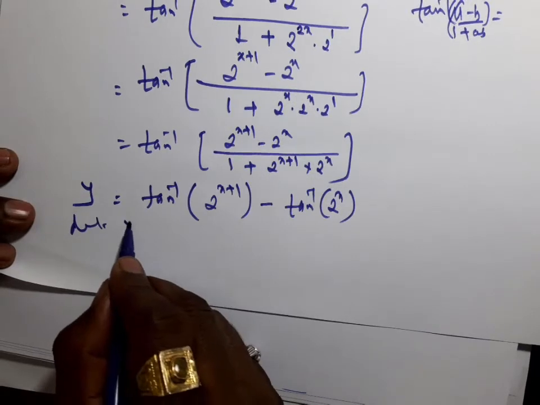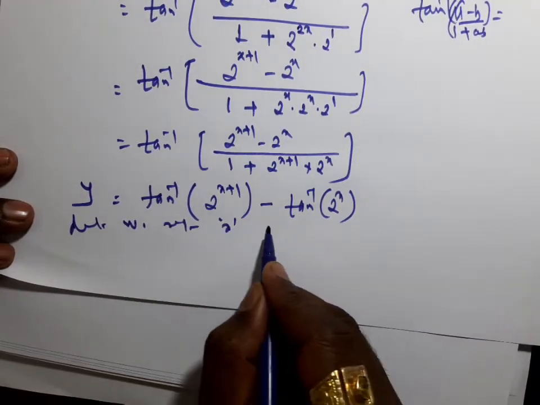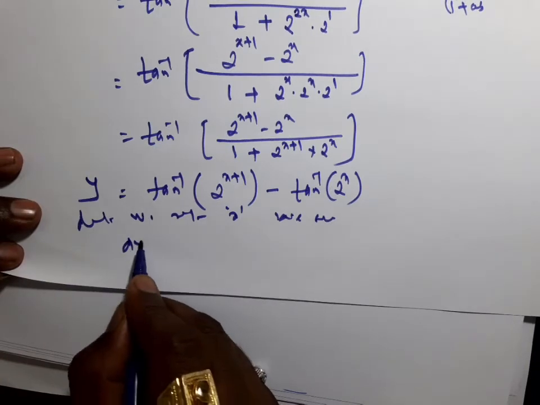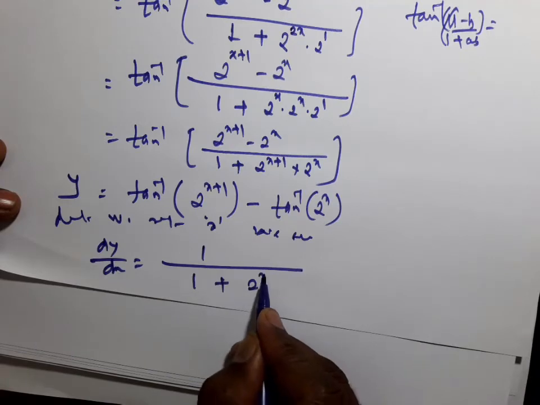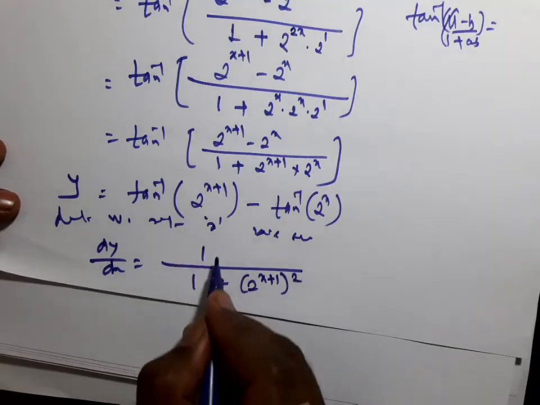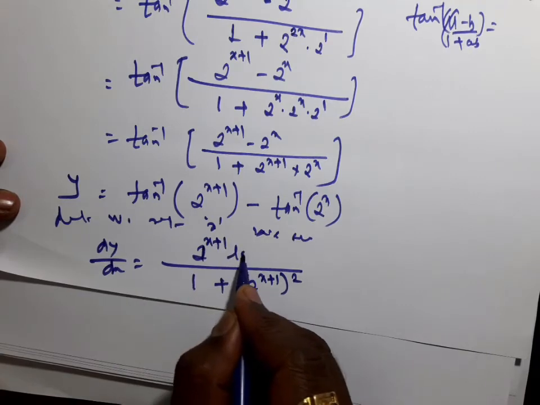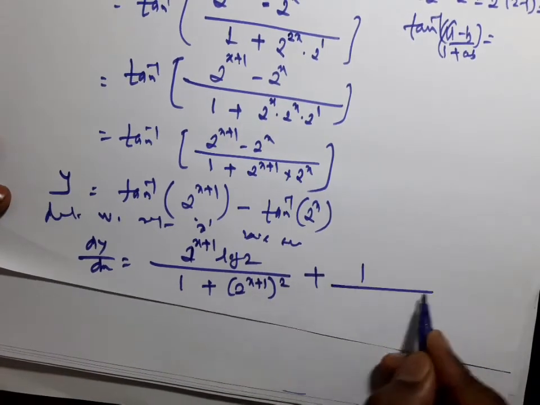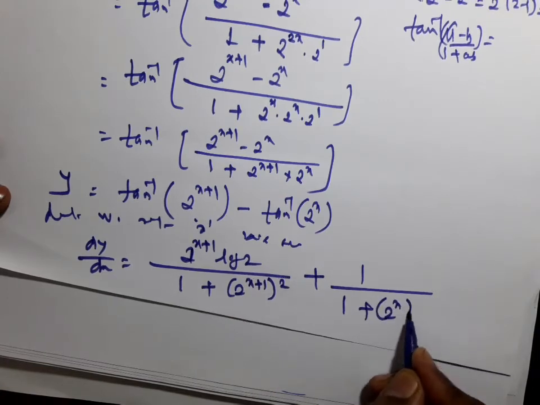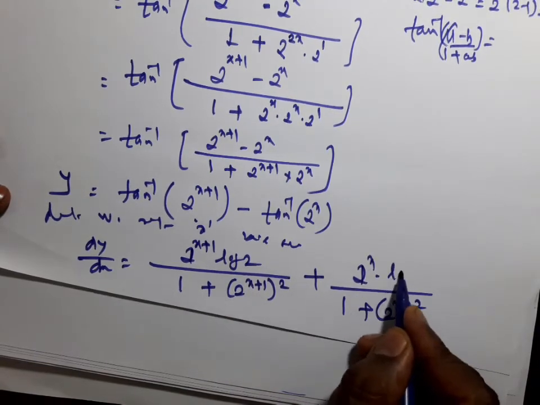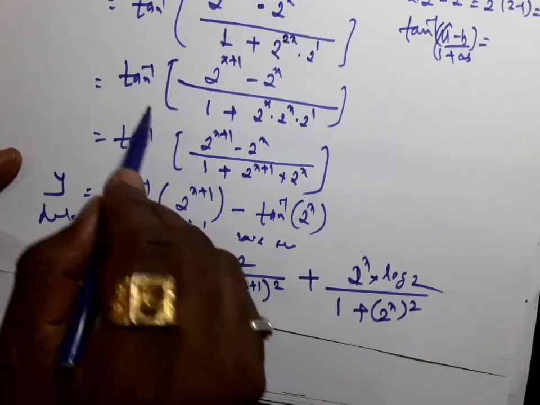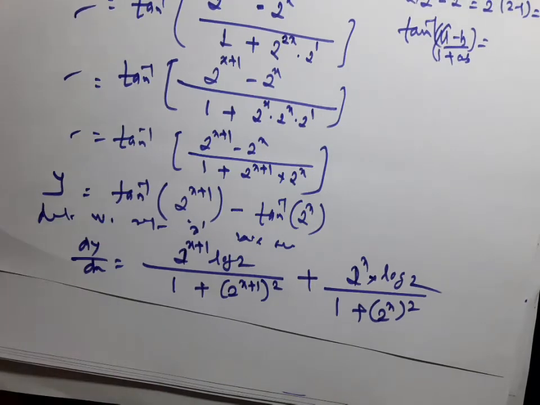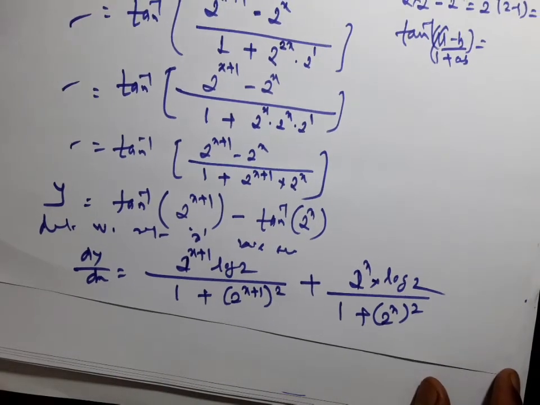Differentiate with respect to x. We get dy by dx is 1 upon 1 plus 2 raised to x plus 1 square, and their derivative is 2 raised to x plus 1 log 2, minus 1 upon 1 plus 2 raised to x square, and their derivative is 2 raised to x into log 2. Side by side we are using the chain rule also. So these simplification steps are important. Once you get this simplification, you can find the derivative. That will be the simple part.